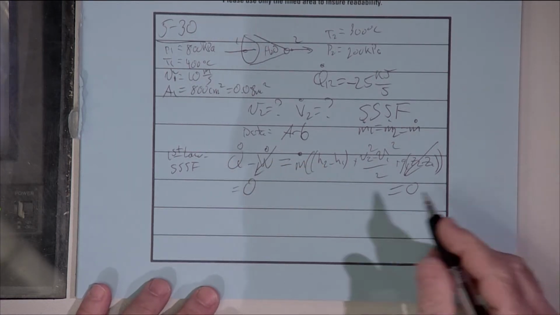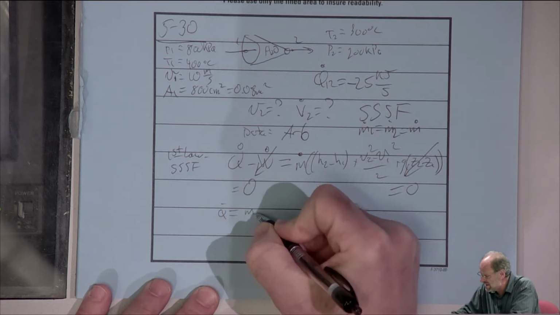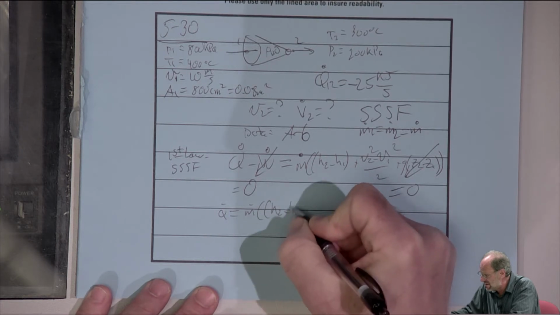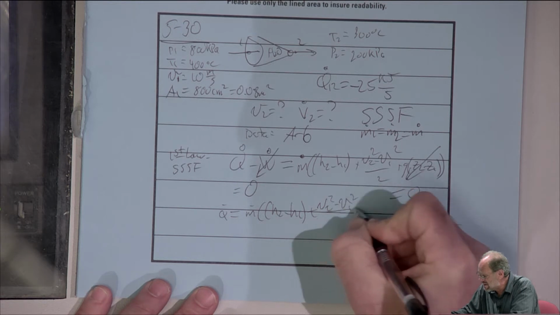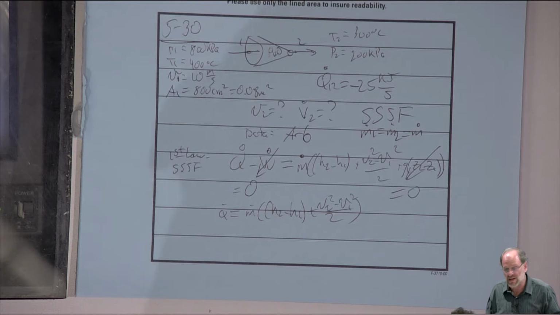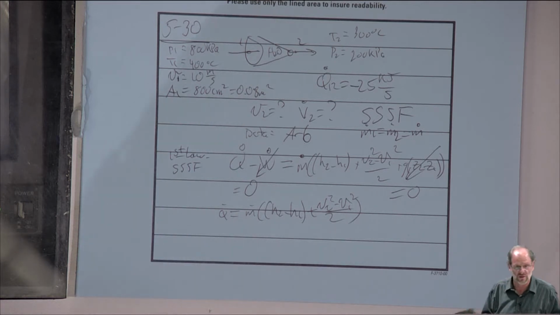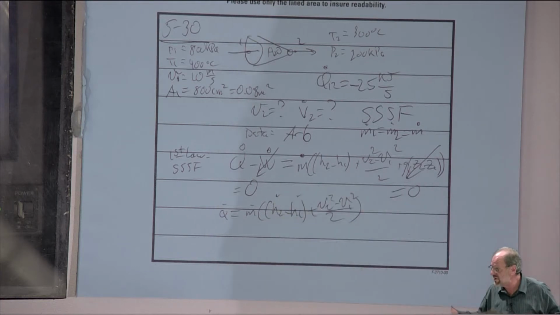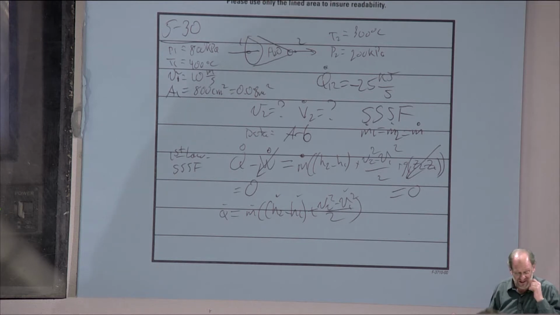So that then leaves us with a somewhat simpler version of the first law. Heat transfer equals mass flow rate, and then times enthalpy change plus kinetic energy change. So, if you think about it, there's not a whole lot to do in this problem. We have both pressure and temperature, two independent intensive properties at the inlet and exit, so we can very easily find H1 and H2. We're given the velocity at the inlet, so we know V1.